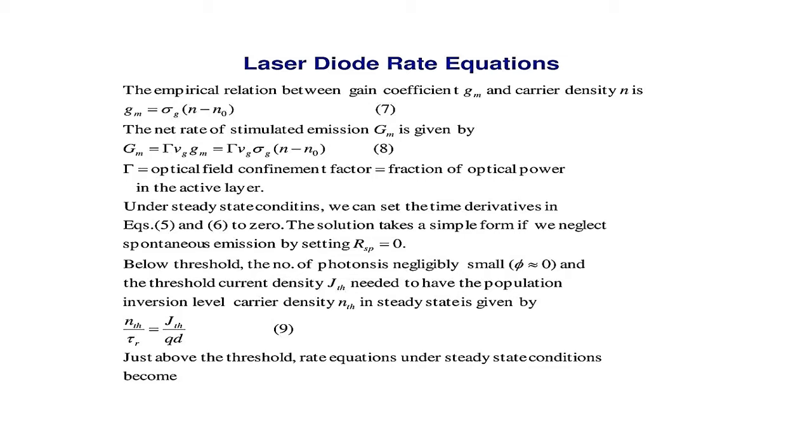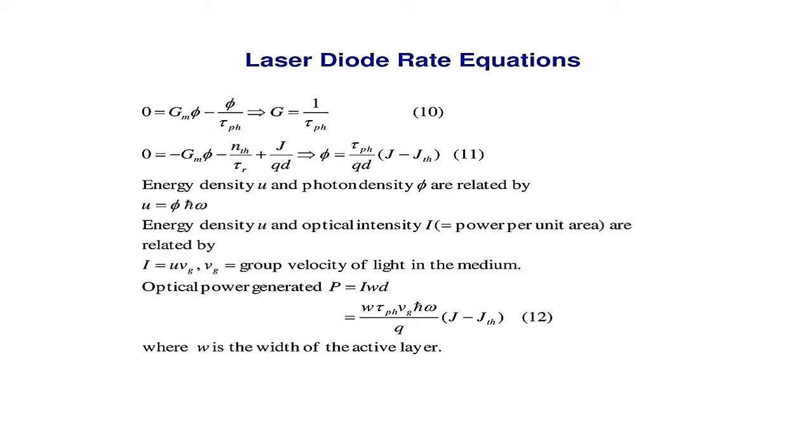Just above the threshold, the rate equations under steady state conditions become 0 = GmΦ − Φ/τph, that is equivalent to Gm = 1/τph, and 0 = −GmΦ − NTH/τR + J/qd, which gives Φ = τph/qd into (J − JTH).